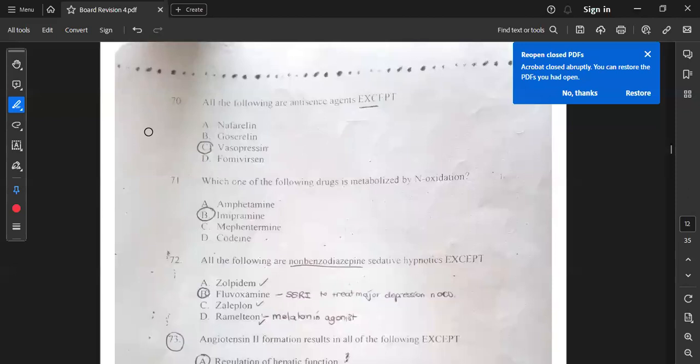Culprit is showing vasopressin. Perhaps culprit, you can enlighten us. What are antisense agents now that you've chosen vasopressin as the answer? I think antisense agents are synthetic compounds. These other ones are synthetic, but vasopressin is not synthetic.